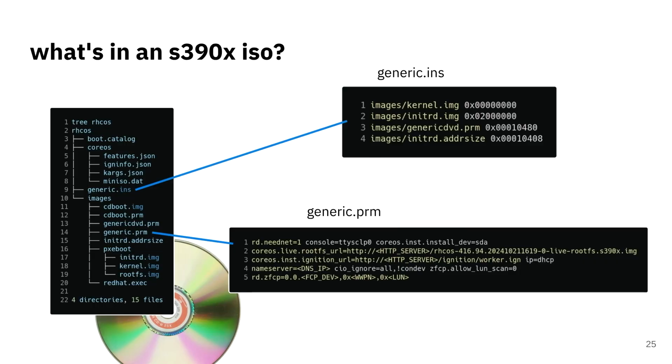If we just try booting an LPAR with a regular off-the-rack CoreOS ISO, nothing happens. To boot, we need two files. We have an instructions file, which specifies the kernel, the init RAM disk, a parameters file, and some memory load addresses. And the parameters file just contains kernel boot parameters.